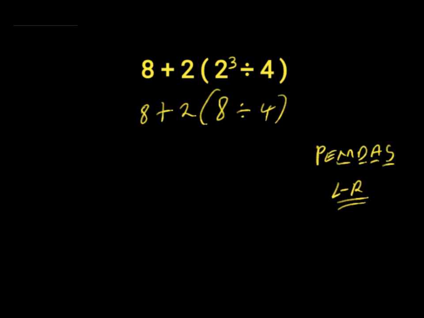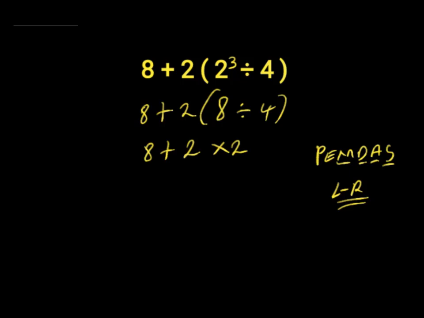Now our parentheses, 8 divided by 4 will give us 2. Then we have 8 plus 2 times 2. Then we have an addition and a multiplication. We are going to solve our multiplication first because multiplication comes before addition.